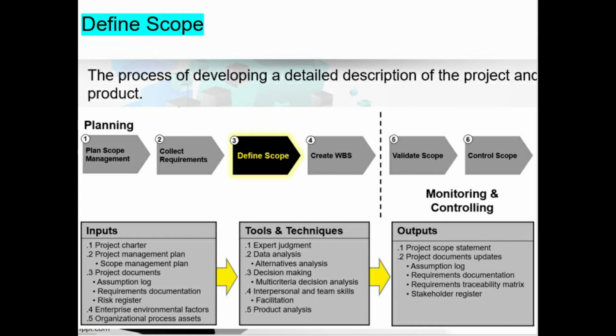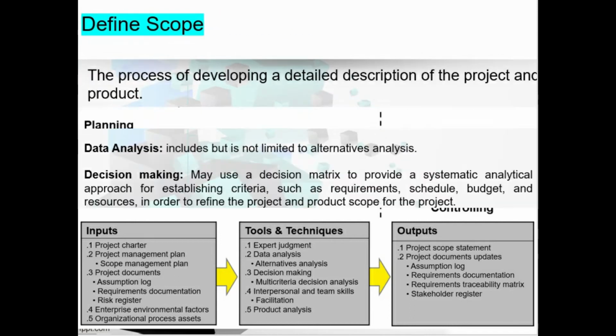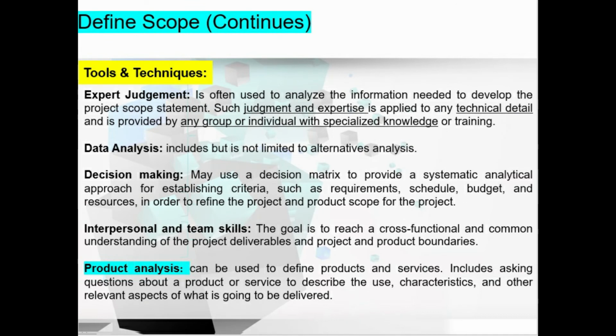Moving to the outputs, we have the project scope statement, and the project documents updates, which include the assumption log, requirements documentation, the RTM, requirements traceability matrix, and the stakeholder register. These are the inputs, tools and techniques, and outputs. Let's discuss them in more detail. Inputs we have already covered in the last video: the project charter, the scope management plan, the project documents, and the acceptance criteria.